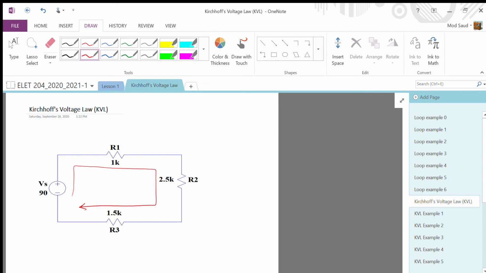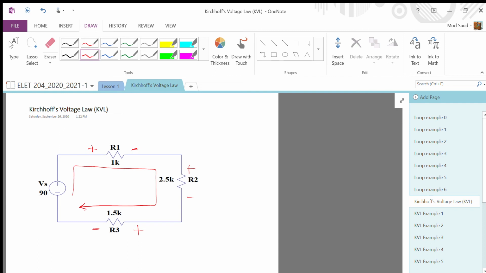After that, I will keep asking myself, why does the current flow in R1? For the current to flow, it must be from positive to negative. In R2, again positive, negative, and then positive, negative. To apply Kirchhoff's voltage law, you will start from any point you want, any of these four elements, R1, R2, R3, Vs, namely.